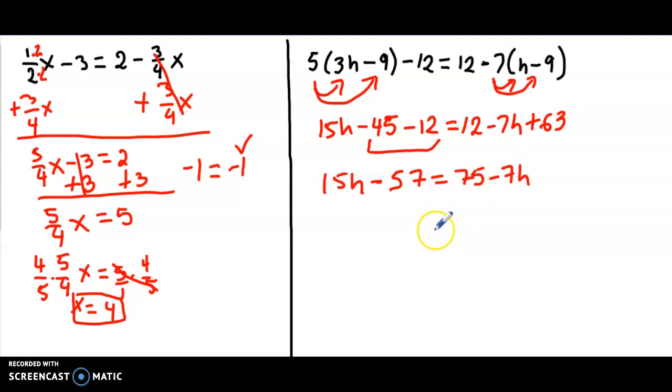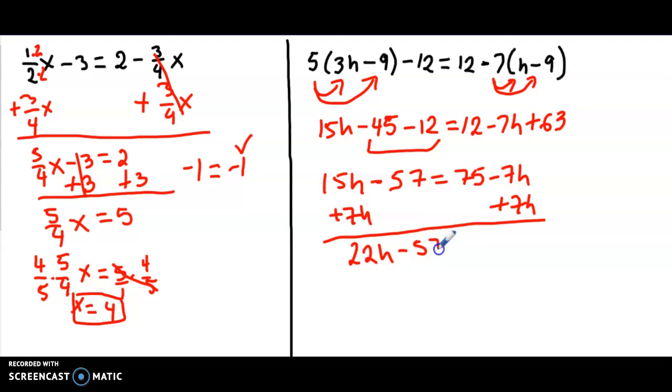At this point, I have h's on both sides. I have to put them together, so I will get rid of the smallest, which is this. Adding 7h to both sides. I have 22h. Bring that down, minus 57 equals 75.